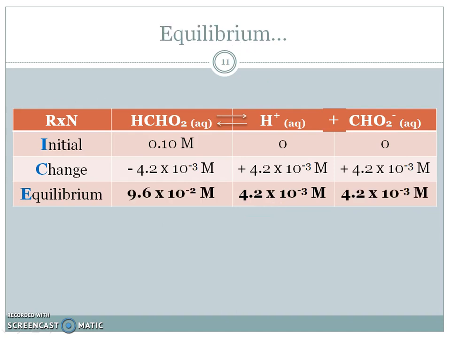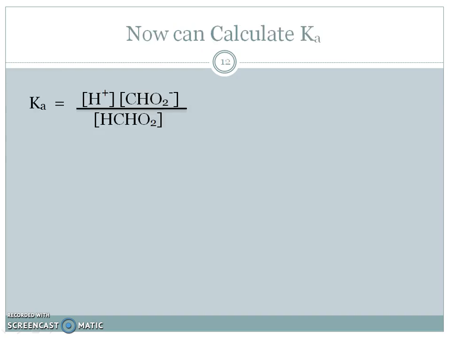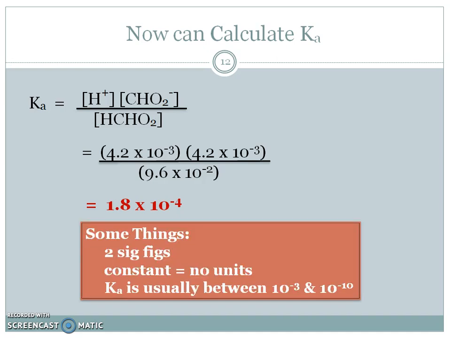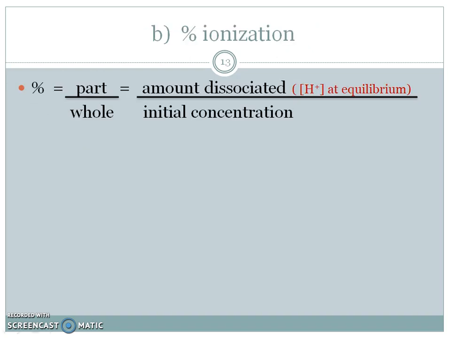Now we actually do the math like we did before, right? The 0.1 minus our change and the zeros plus our change to get all three substances' concentration at equilibrium. Now we can go back and solve for our Ka. Bada bing, bada boom, do it in your calculator, and that should be your answer. Couple of things to notice. It is 2 sig figs. The constant has no units, and usually our Ka value is between 10 to the negative 3 and 10 to the negative 10. Now, how do we do that percent ionization?